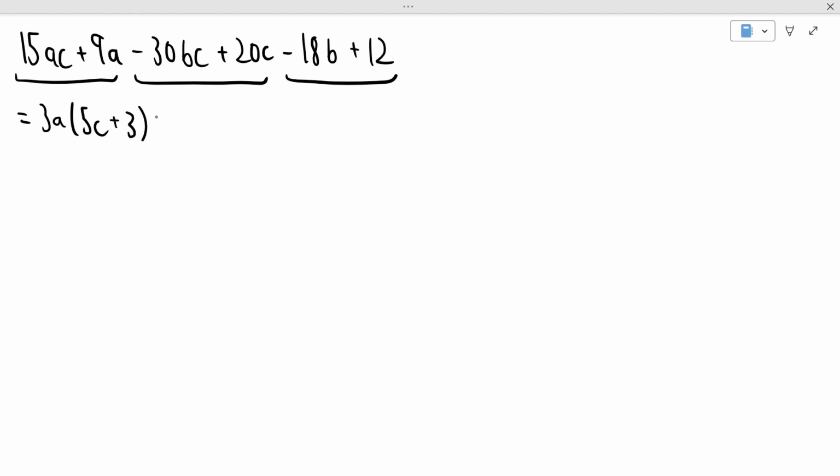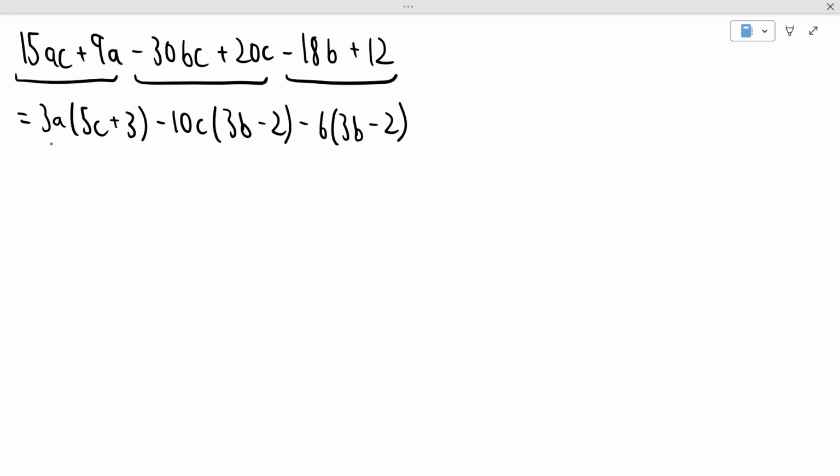9a divided by 3a is a plus 3. So moving on to our second group, we can factor out a negative 10c from both terms in the second group. Minus 30bc divided by minus 10c is 3b, and 20c divided by minus 10c is minus 2. We can take out a negative 6 from both terms in the third group, and minus 18b divided by minus 6 is 3b, and 12 divided by minus 6 is simply a minus 2. So if we look at our expression here, we can see that we've run into a problem. There is no expression that all 3 terms have in common.